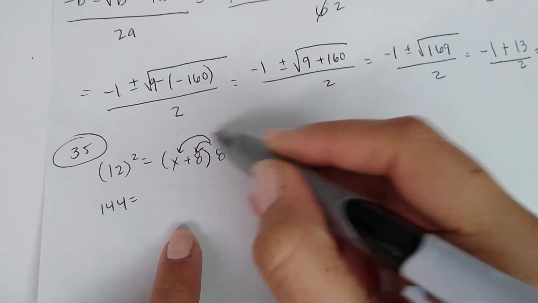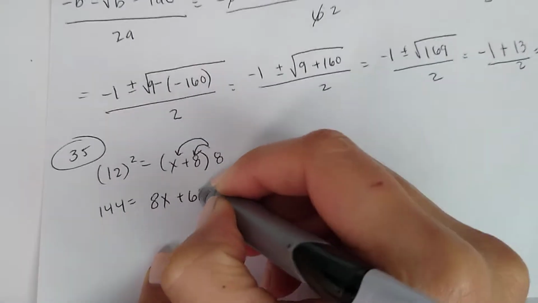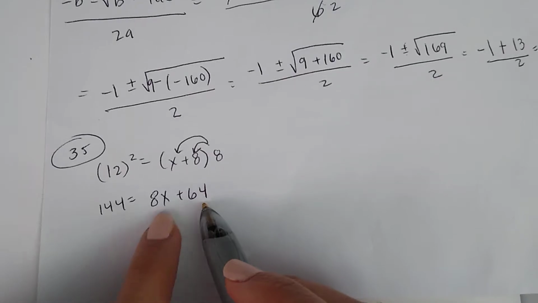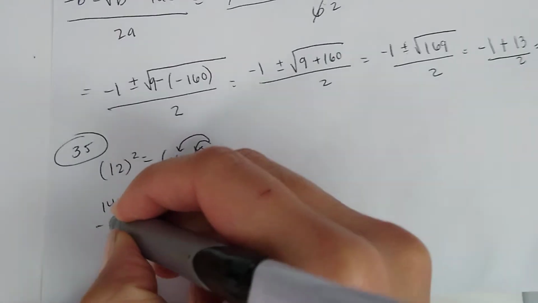Okay, so now we're distributing the 8. So we have 8x plus 64. We're going to go ahead and subtract the 64 from both sides so that we can isolate the x. So let's go ahead and do that.